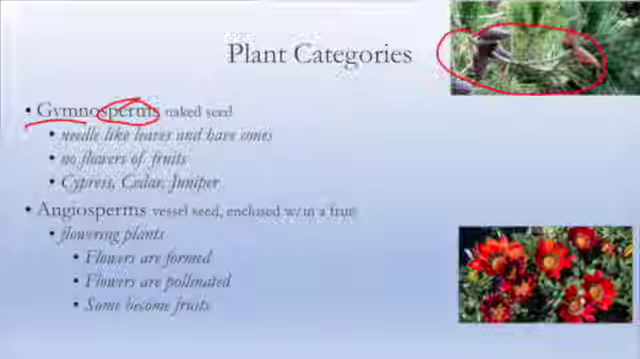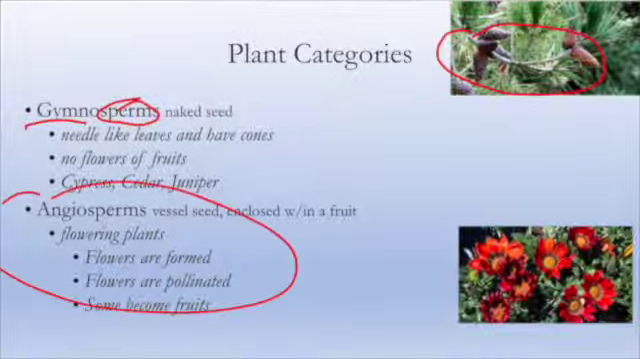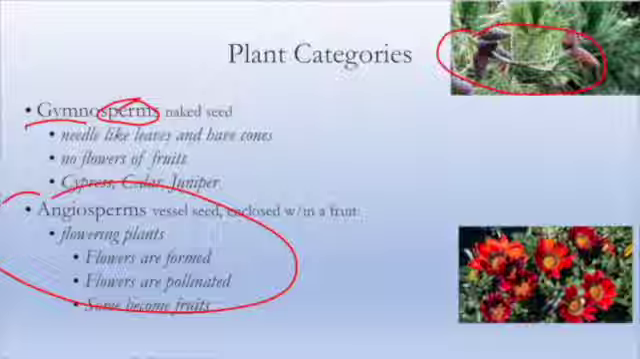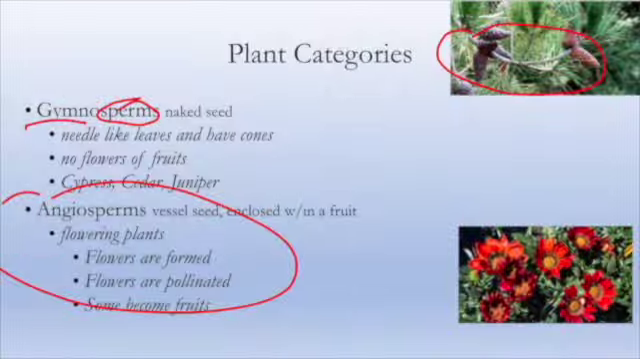The book just mentioned it, so we're not going to spend any time on it. The book spends most of its time on angiosperms. Angio means enclosed in a vessel-like thing, and sperm is the seed. So the seed is enclosed in a vessel, like a fruit or a flower. And these are your flowering plants. The flowers are formed, the flowers are pollinated, and then some become fruits. So we're going to look at angiosperms.